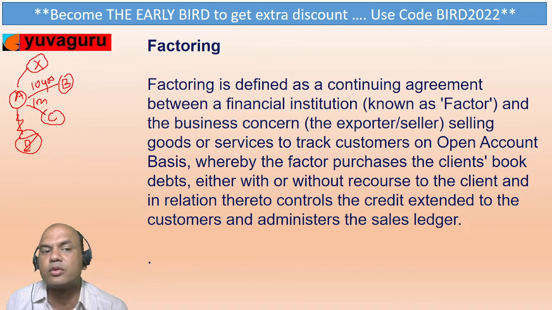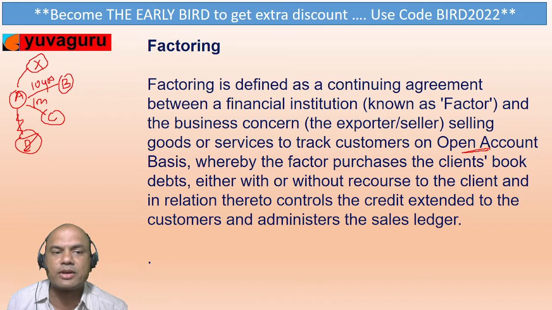So the bank is involved only in the collection of payments. Okay, got this point. One is open account basis, importantly, and factoring is a relationship business. The factoring limits are never sanctioned to a customer. They are always sanctioned to a relationship of that customer.